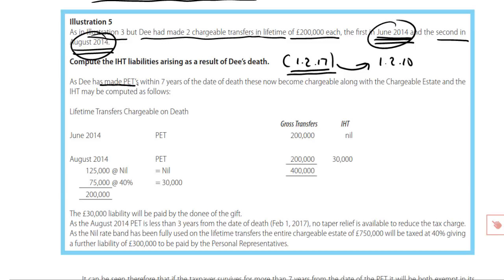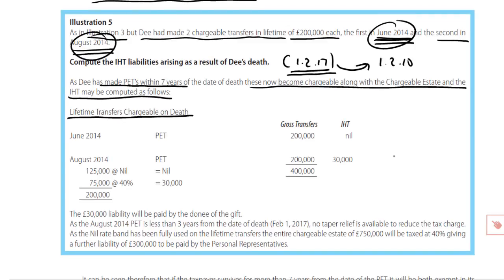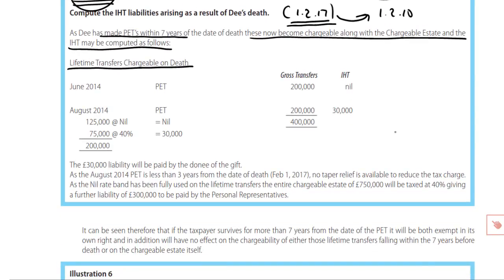So, D has made PETs within the 7 years of the date of death. These now become chargeable along with the chargeable estate, and IHT is to be computed as follows. This is a working, a separate computation, as we saw in the previous example, headed up lifetime transfers chargeable on death. But now the chargeability is not all going to be at nil rate. We go back 7 years from the date of death, remember, the 1st of February 17.